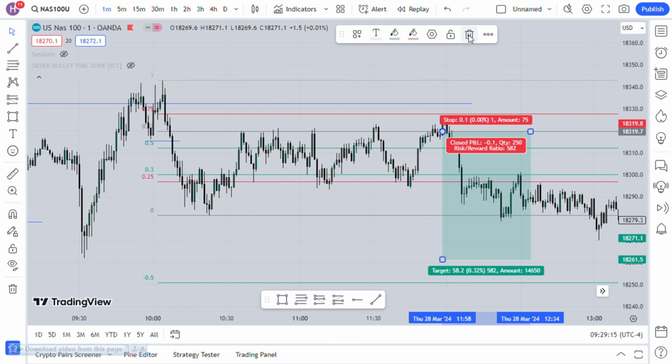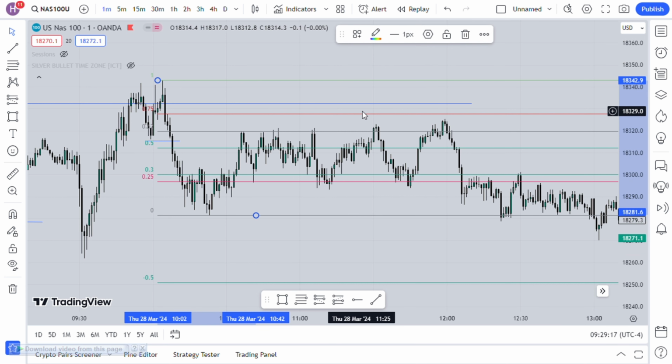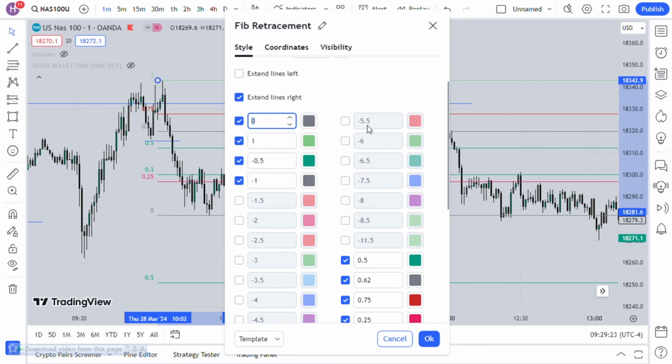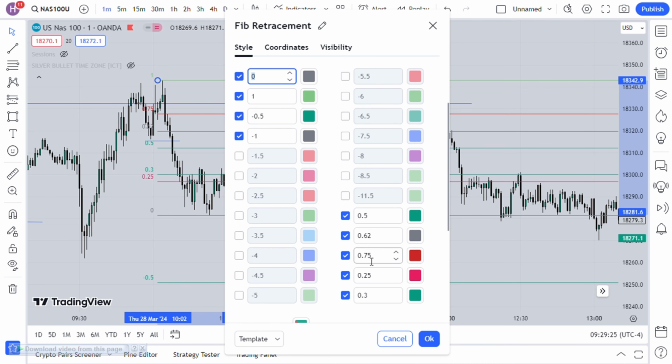And with that, here are the settings of my fib. You can take a screenshot so that you can save and have them set. But it's already on this channel. There's a video in which I already talked about this Fibonacci retracement strategy. This is just a recap of it.